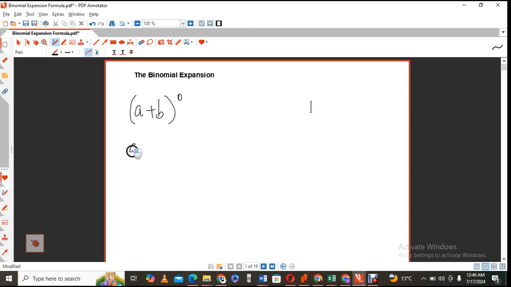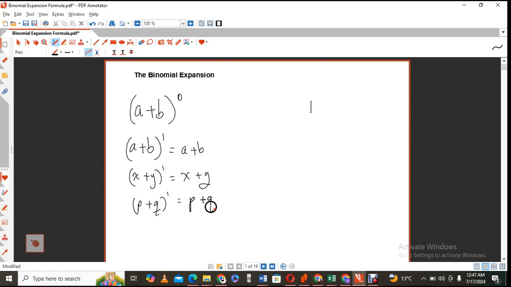Okay, so let's take a plus b raised to the power of 1. Well, looking at the answer here, you're just going to have a plus b. But what if I decided not to use the letters a and b? What if I was using x plus y? Then I'll still have x plus y. That's the same if I was to use p plus q, then I'll still have p plus q.